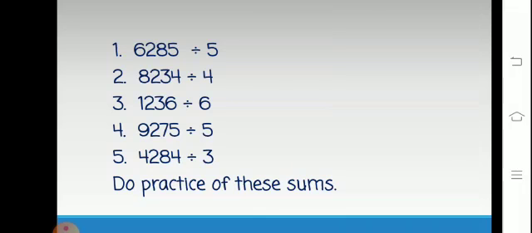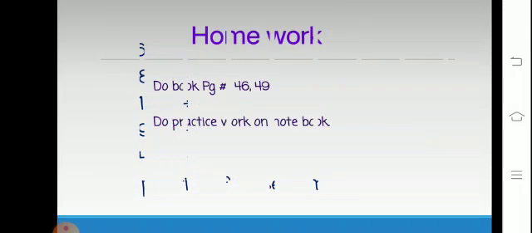Now there are some questions. You have to practice these questions in your notebook. This is your homework. Do book page numbers 46 and 49, and do practice work in your notebook.